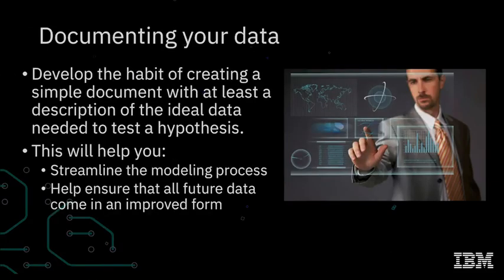Too often, data scientists will find themselves deep in the process of developing a solution based on the data that was provided to them before they realize that the data itself is flawed, inaccurate, or in some other way non-ideal. Developing the habit of creating a simple document with at least a description of the ideal data needed to test the hypotheses around the business problem may seem like an unnecessary step, but it has the potential to both streamline the modeling process and help ensure that all future data come in an improved form.